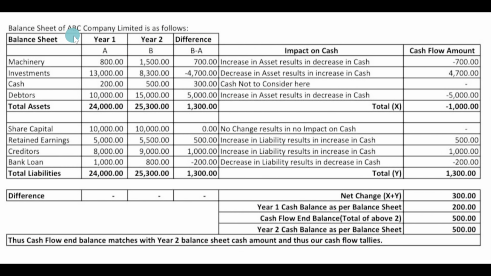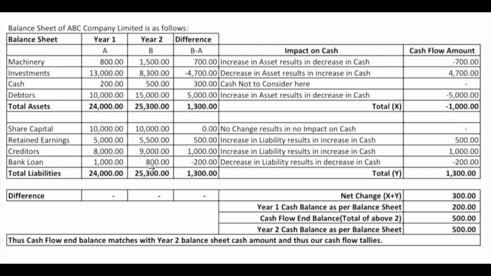Hi friends, in this video we will learn how to prepare a cash flow statement when 2 years balance sheet is given. So here we go. Balance sheet of ABC Company Limited is as follows. Balance sheet year 1, year 2. So here 2 years of balance sheet are given. This is year 1 balance sheet and year 2 balance sheet.